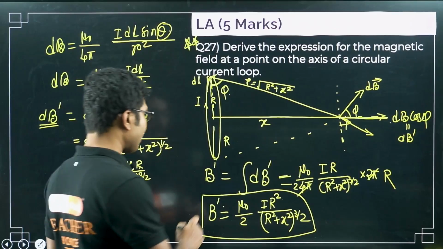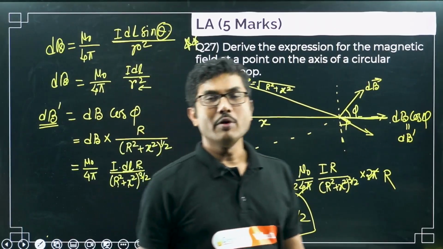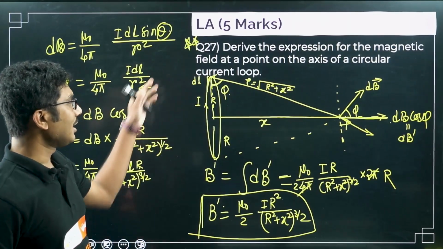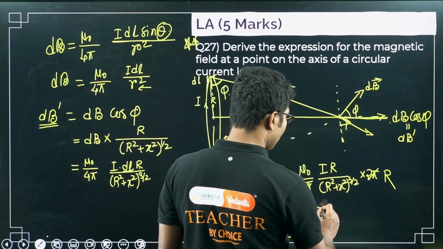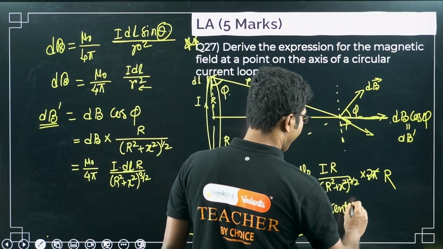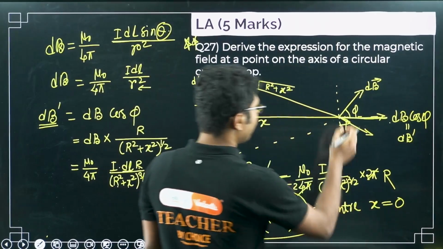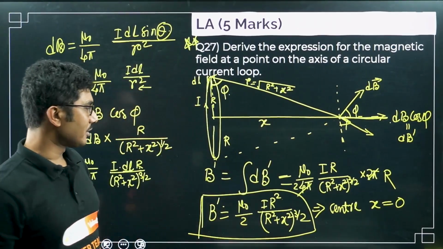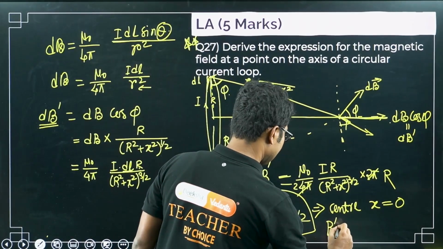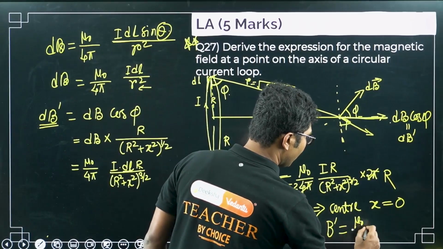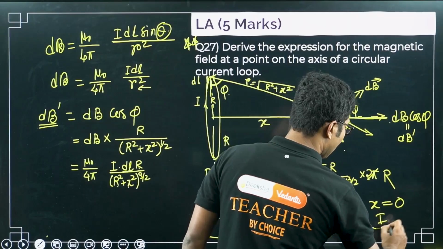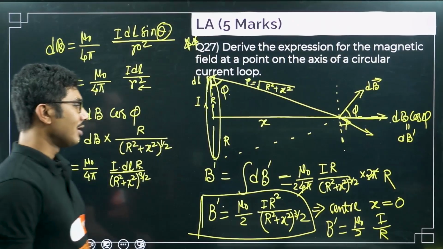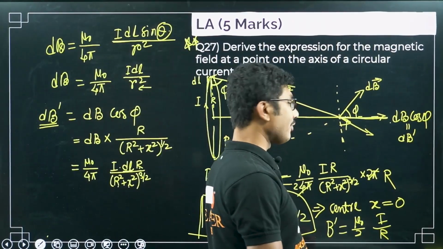Now if they ask you one more side question, that now calculate the magnetic field at the center of the circle, so center of the loop. So if they ask you to find it at the center of the loop, x equals to 0, because this is x, so for center x will be equals to 0. So the only thing that you have to do is put x equals to 0, and you will get b dash equals to mu naught by 2, I by r. Okay, this formula is important to remember for competitive exams, important for derivation as well.